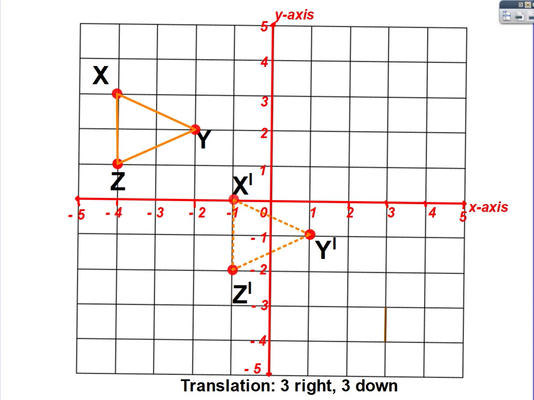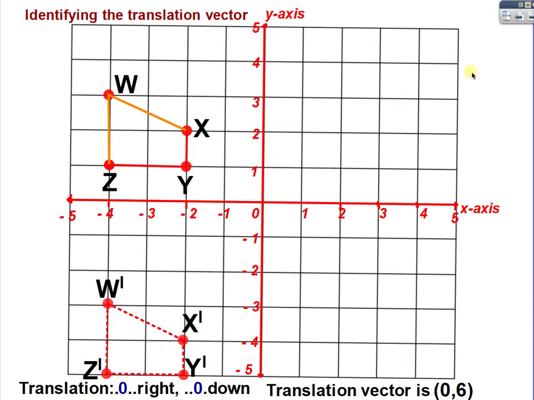Now let's take another diagram. We also have WXYZ. We are going to translate to get W prime, X prime, Y prime, and Z prime. How many times do we move to the right or left to get to Z prime? At this point, we don't move to the left or to the right. We move straight downwards, right?